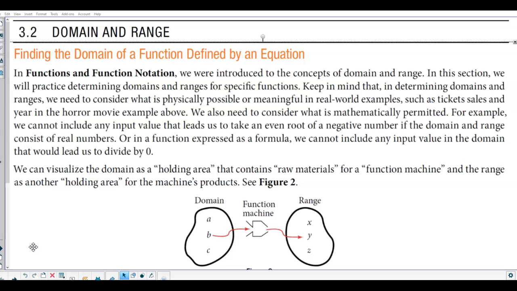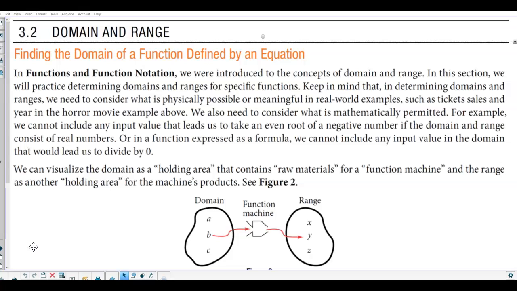Keep in mind that in determining domains and ranges, we need to consider what is physically possible or meaningful in real-world examples, such as ticket sales, or at the beginning of this section, the horror movie example that they had with that particular year. Now, we also need to consider what is mathematically permitted.